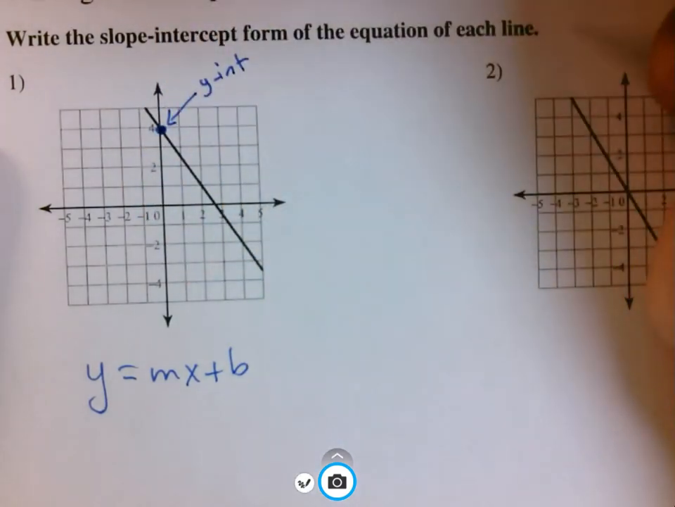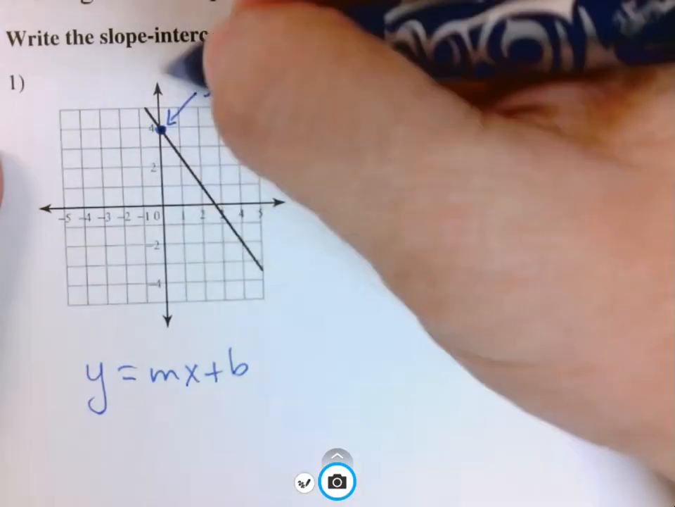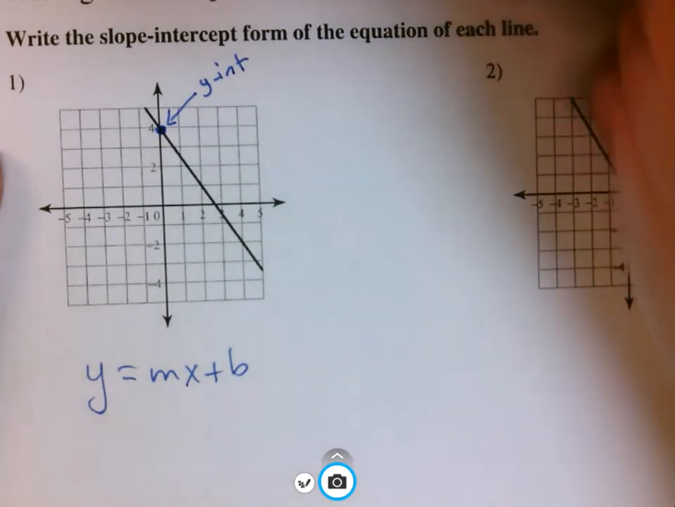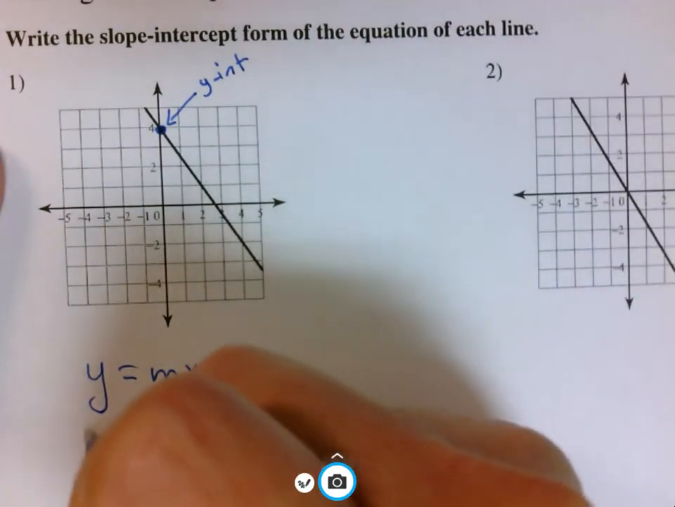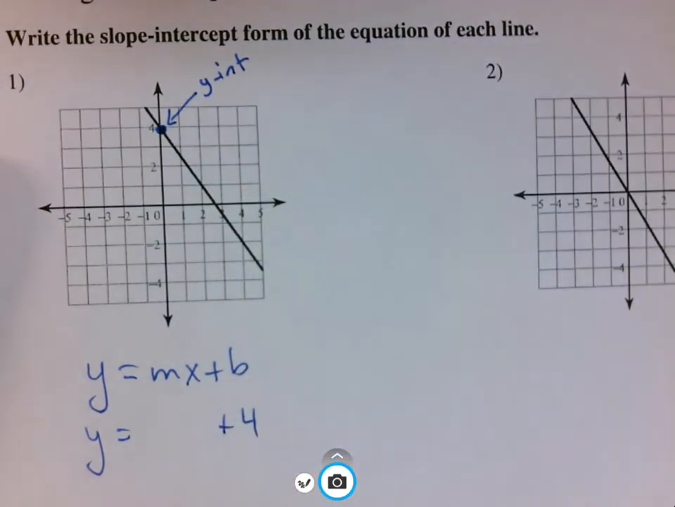And so we say that the y-intercept is 4. We don't need to say 0, 4, because a y-intercept means it's on the y-axis. It's already known that that's going to be 0 something. So the only number we need is the 4. So we know that that's going to be y equals something x plus 4.